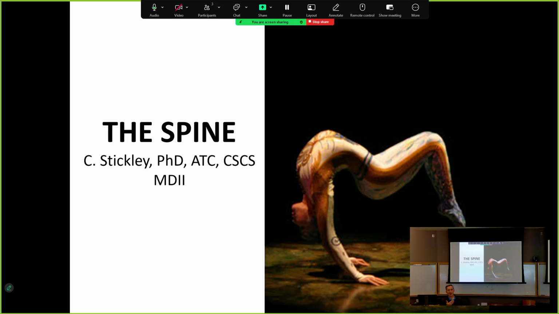Today, this is more about osteology, the spine itself. What does the spine look like? What does the spinal cord look like? And hopefully by the end of the day, you'll be inside the spinal column and be able to see the spinal cord.